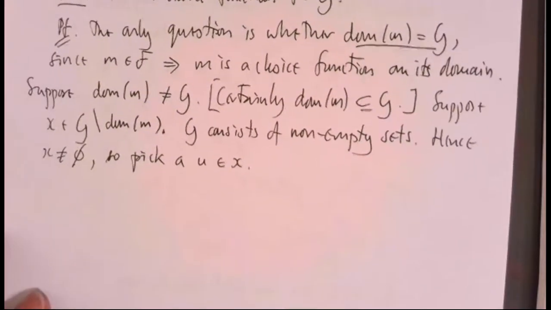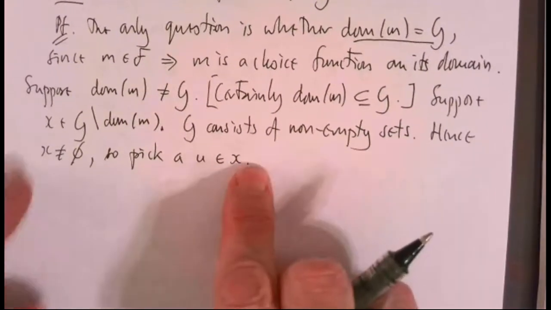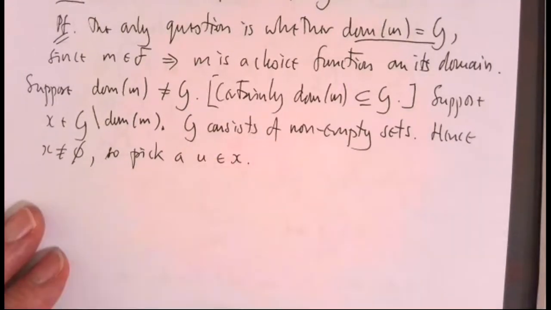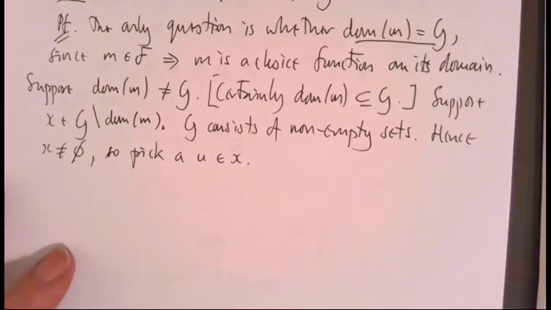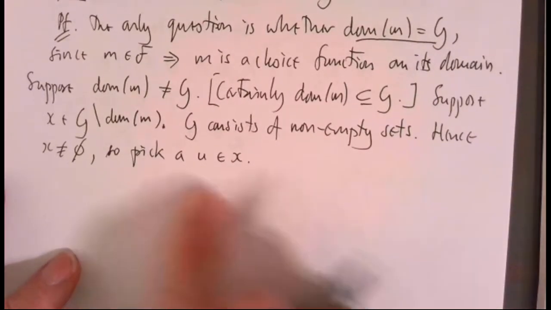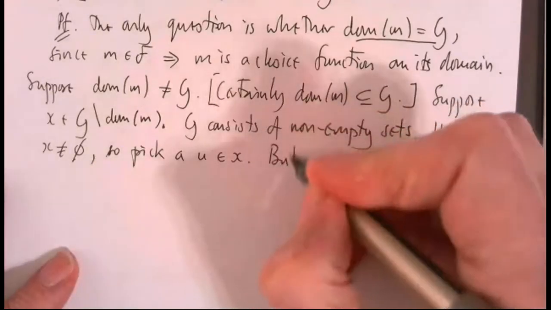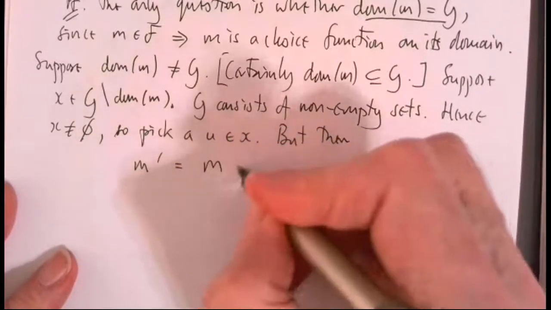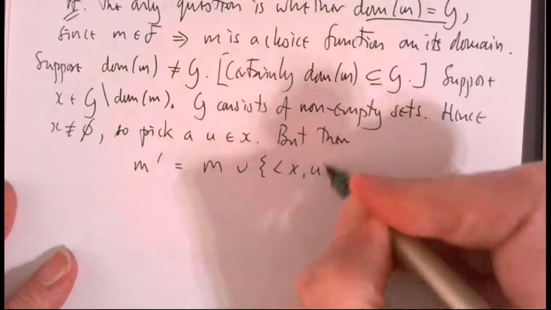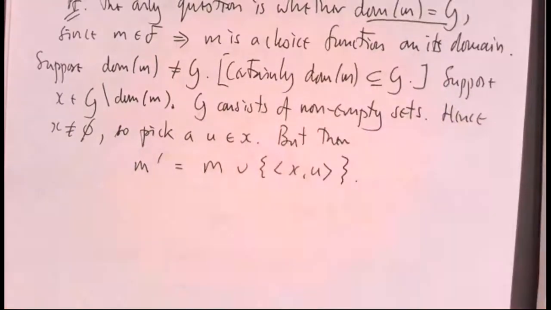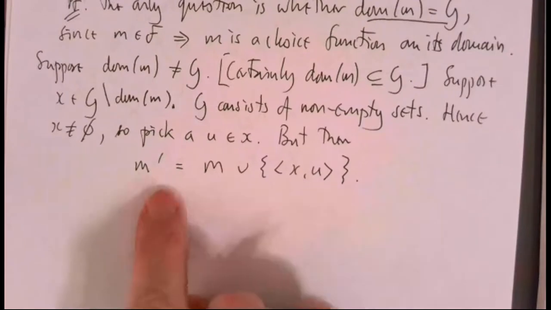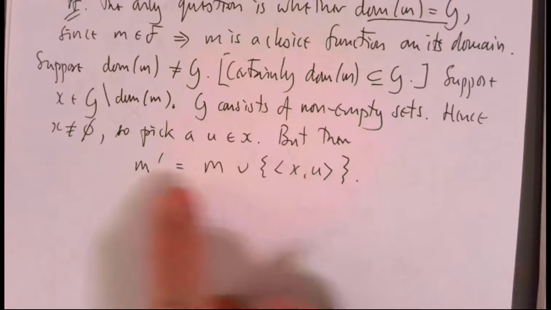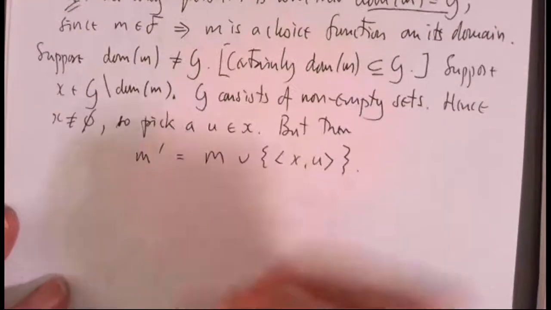We're only choosing one thing here. We're not asserting the existence of a function. If it's non-empty, there's something in it. So I can always pick once. But then what can I do? I could take M prime, and what have I now got? A choice function on a larger domain than that of M. So M prime properly extends M.